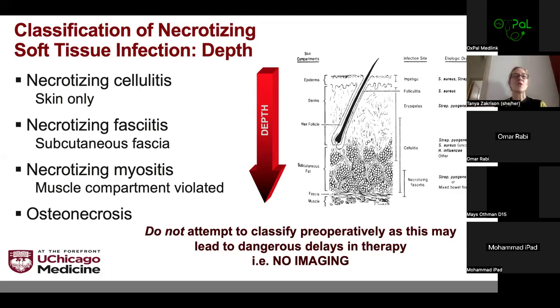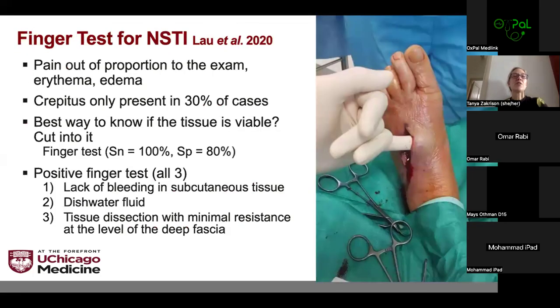For open fractures underneath, they're going to need antibiotics. But I'm not going to worry about imaging. I might not even have imaging. I don't use imaging in Chicago because it doesn't help us at all. The only thing that helps us is our scalpel. And what we do is what's called the finger test for necrotizing soft tissue infection, which you can see here.